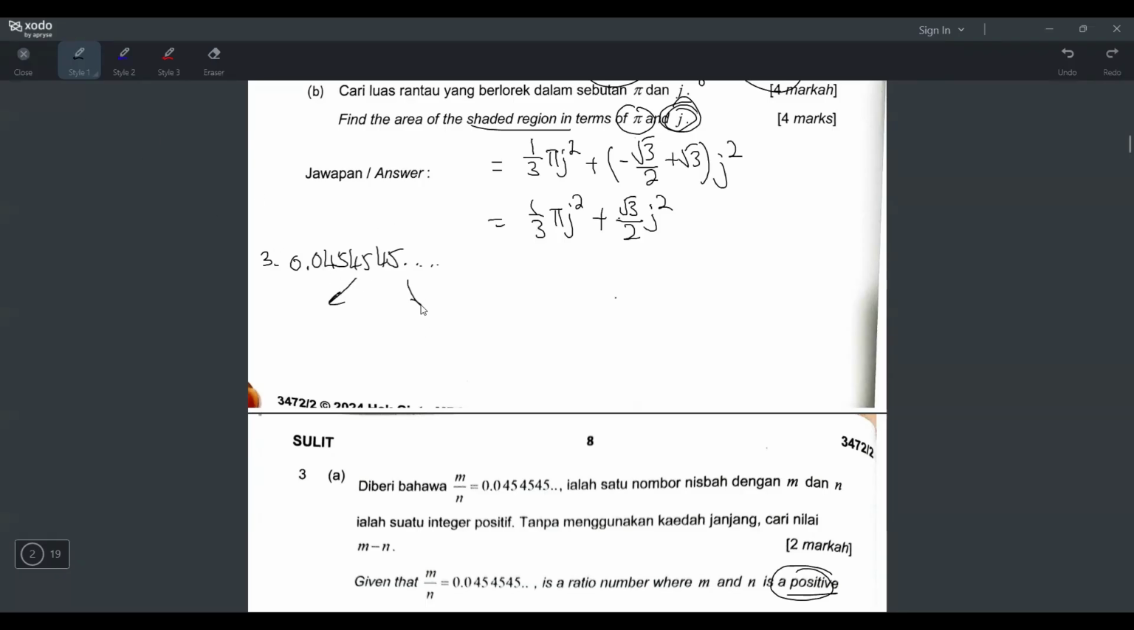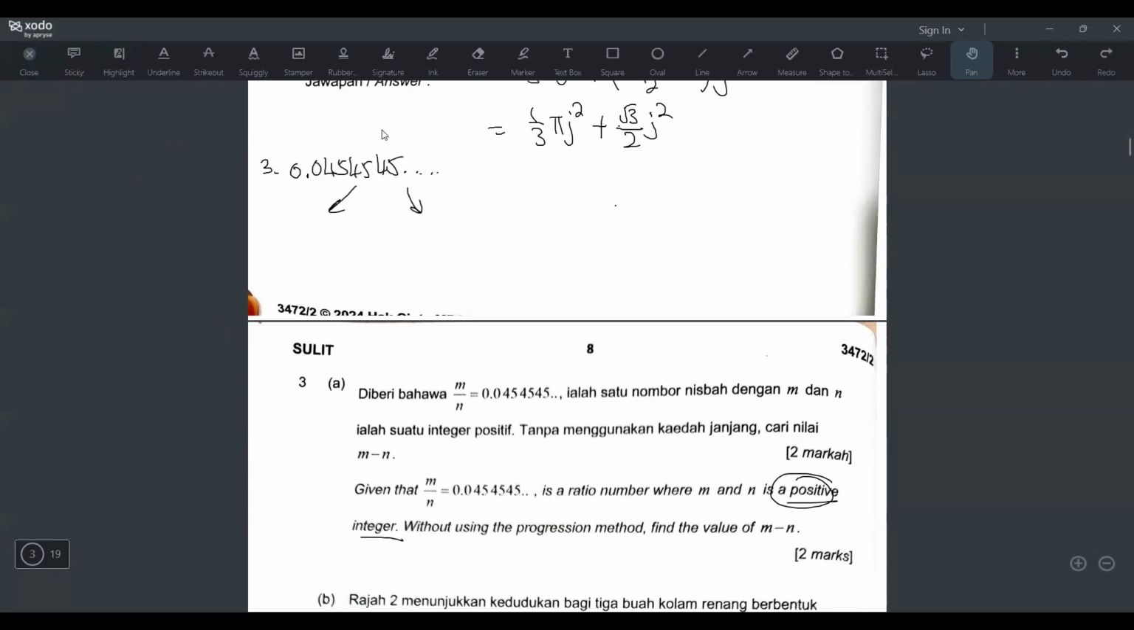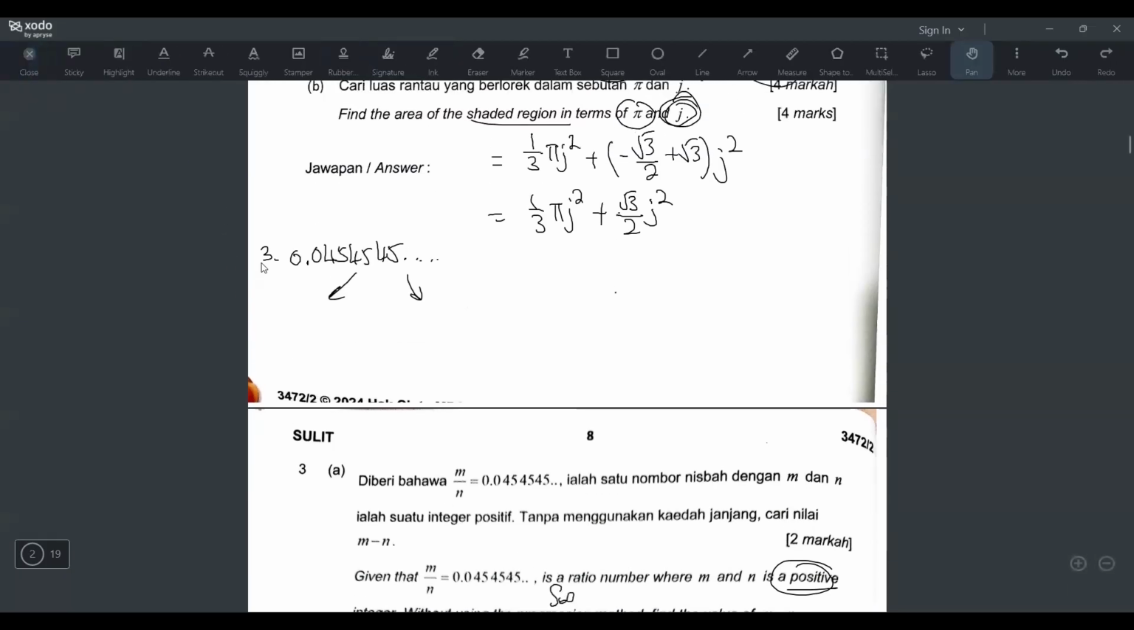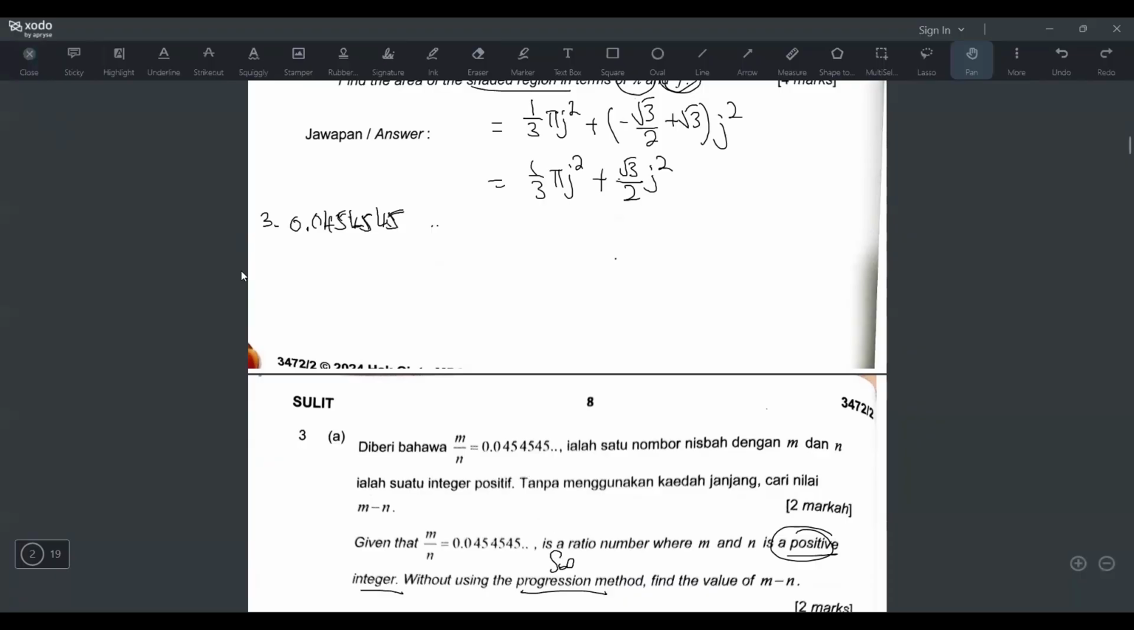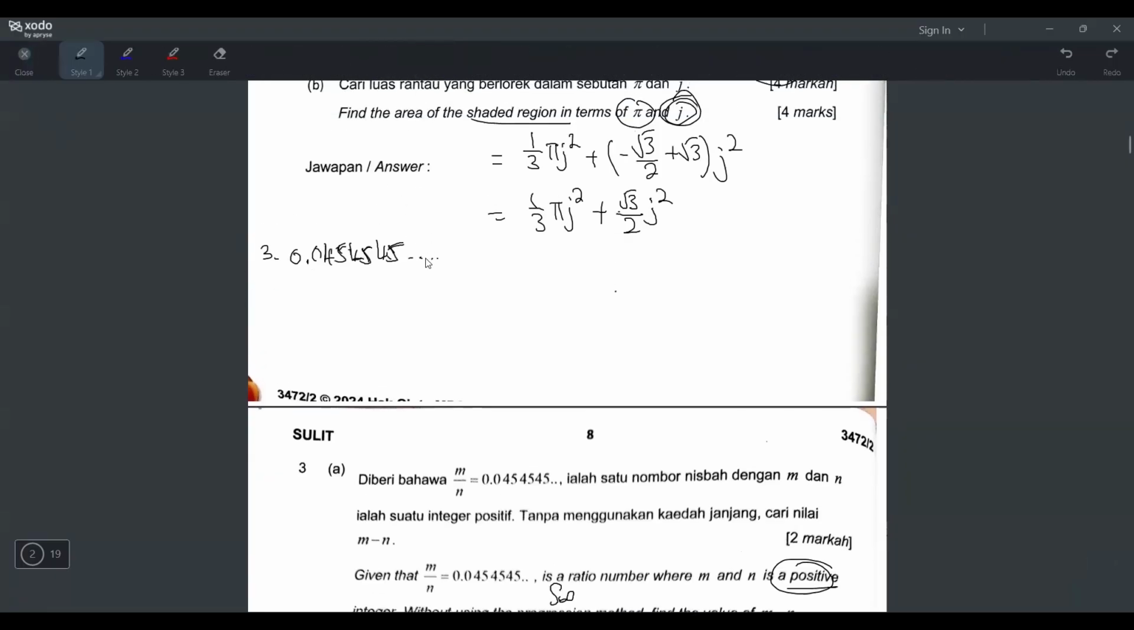And there is two methods to convert the recurring decimal to fraction. Ada dua cara yang you belajar. First cara is using the S infinity method, which is the progression method lah. Use the S infinity formula. And the other method is without using the S infinity formula. And since the soalan says without using kaidah janjang, right? The progression method. That means I will use the other one lah. So I will show you now. The other method looks like this. Let your n become the recurring decimal first.